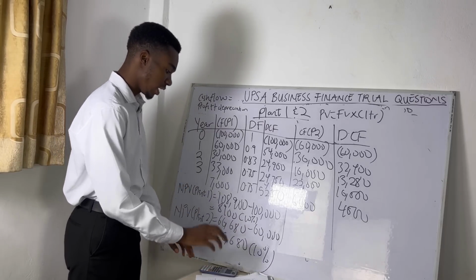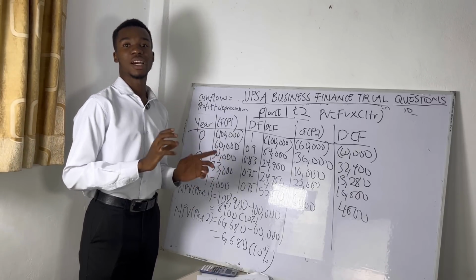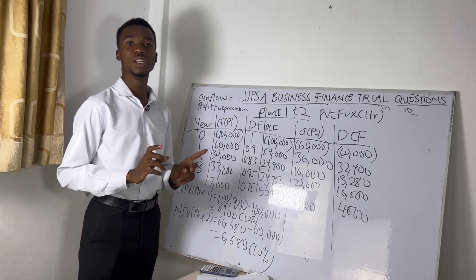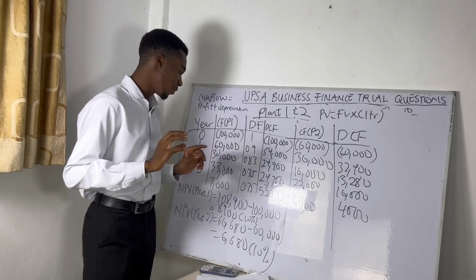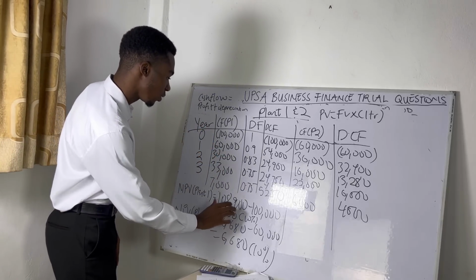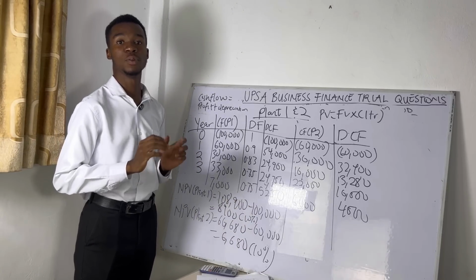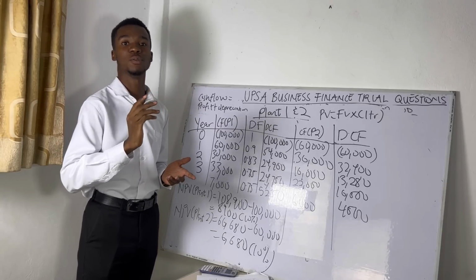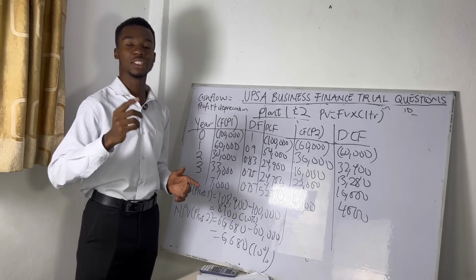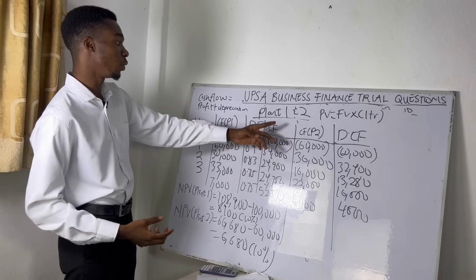And now the next part says you should calculate the internal rate of return. If you want to calculate the internal rate of return, you need two net present values, a positive and a negative. You realize that all of ours were positive. So once you get a positive net present value, you have to take another rate to get a negative net present value. To do that, you have to take a higher rate.